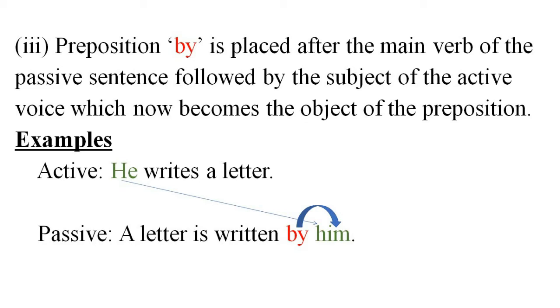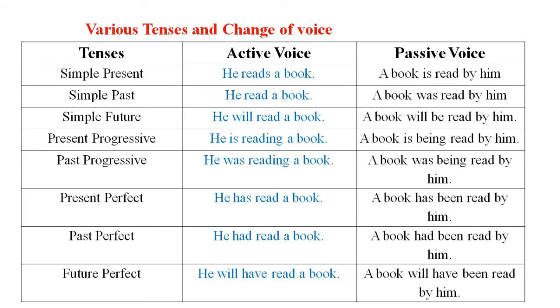Here you see that "he", the subject in active voice, is used in the place of the object in passive voice, and just the helping verb "is" is used. So I hope that you have understood. Now let's see various tenses and the change of voice of these sentences.